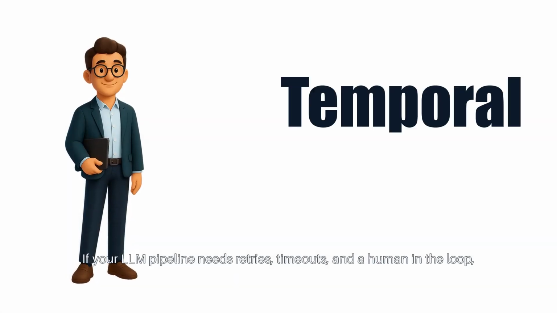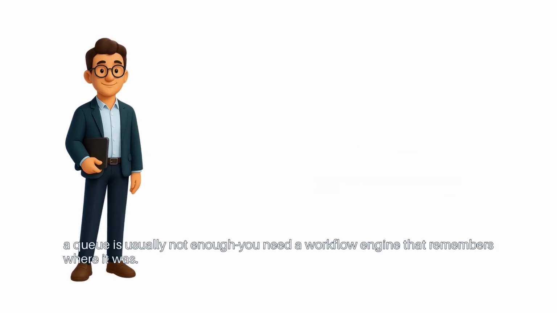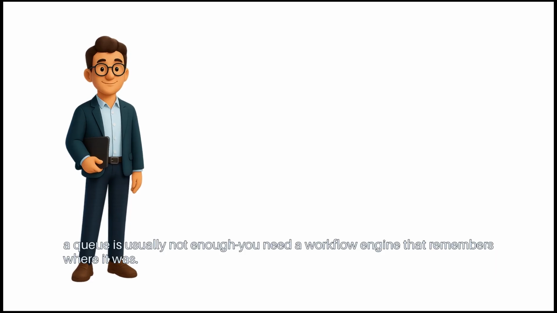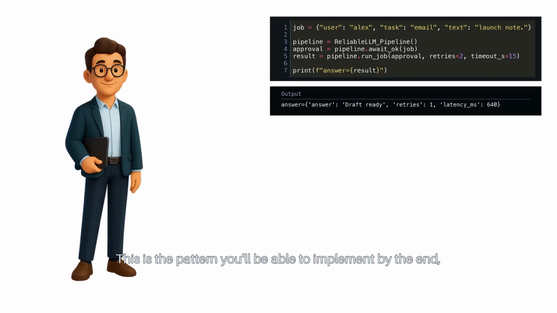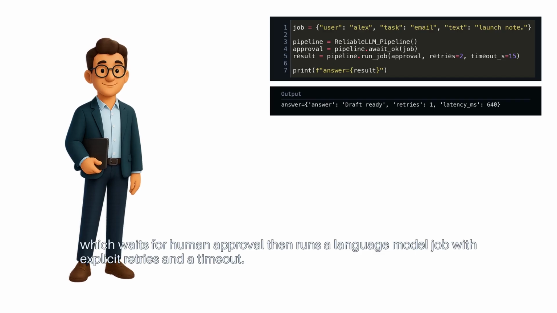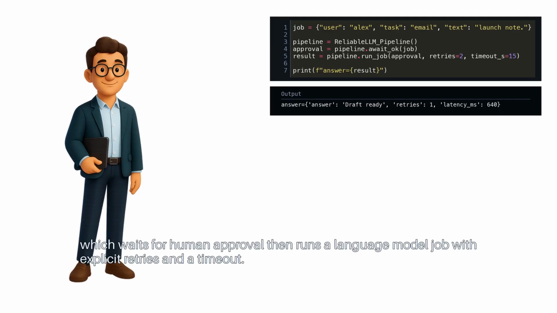If your LLM pipeline needs retries, timeouts, and a human in the loop, a queue is usually not enough. You need a workflow engine that remembers where it was. This is the pattern you'll be able to implement by the end, which waits for human approval, then runs a language model job with explicit retries and a timeout.